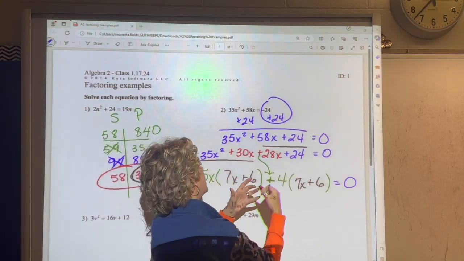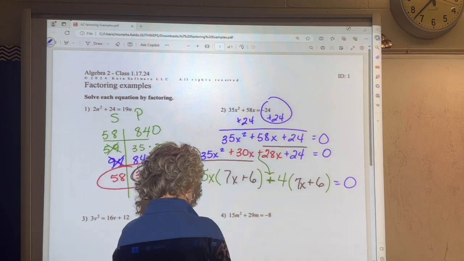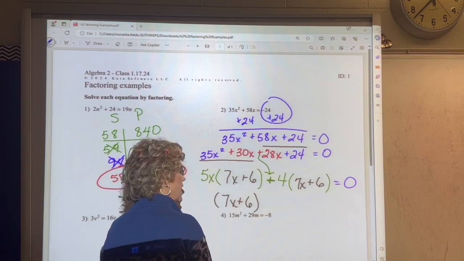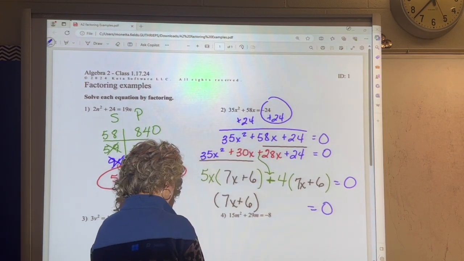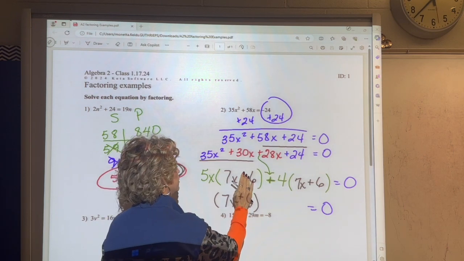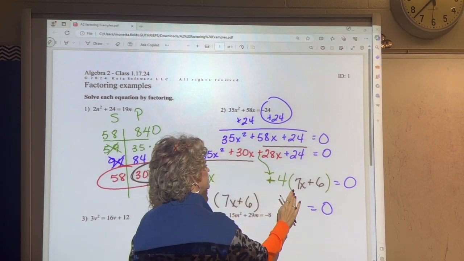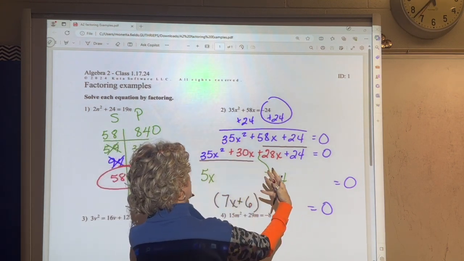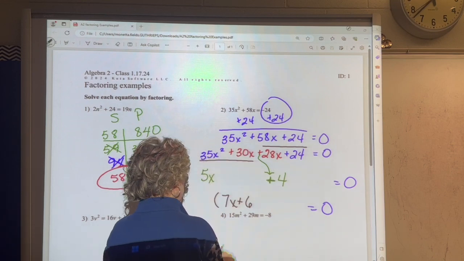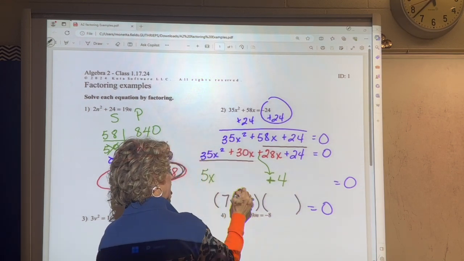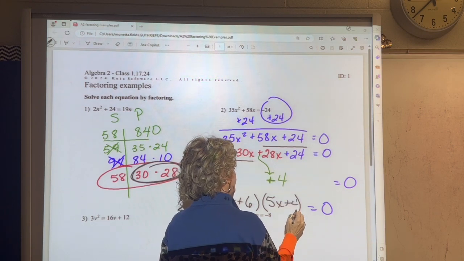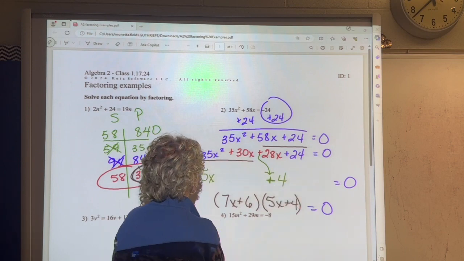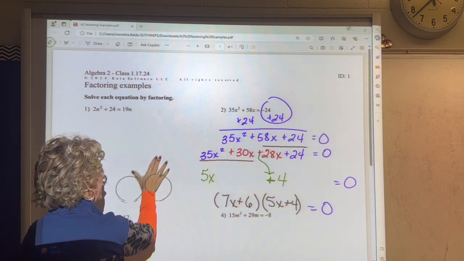But now that I have this factored, what is alike? My 7x plus 6 is alike. It's going to be equal to 0. Now, if I pull that out, and you're not going to erase it on your paper, but I'm just showing you for explanatory purposes. I pulled my 7x plus 6 out. I pushed together what's left. When I do that, I get 5x plus 4. And that equals 0.